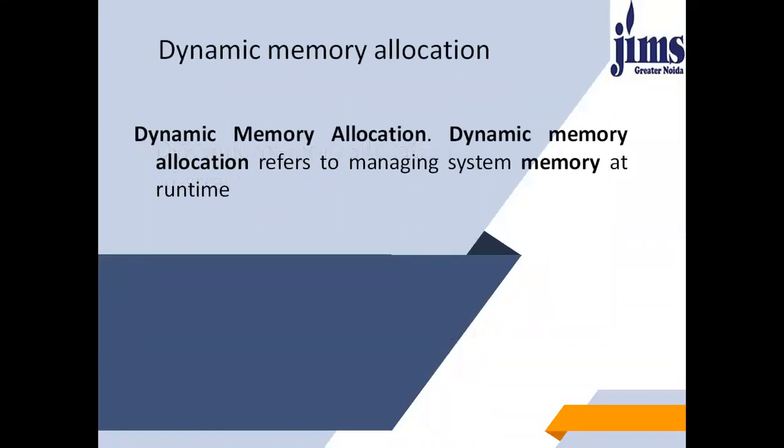Dynamic memory allocation refers to managing system memory at runtime. Dynamic memory allocation is when an executing program requests that the operating system give it a block of main memory. The memory comes from above the static part of the data segment. Programs may request memory and may also return previously dynamic allocated memory.